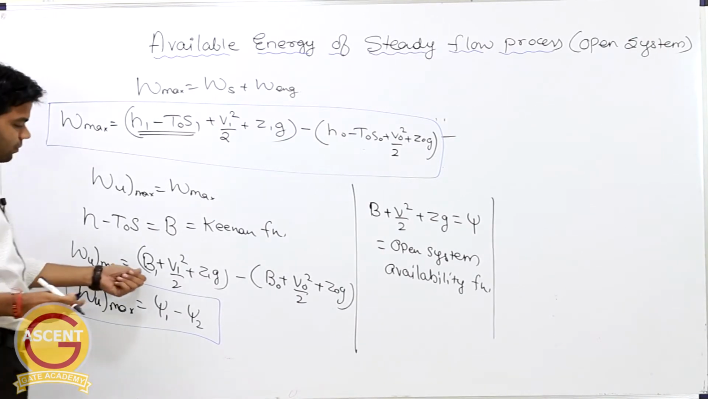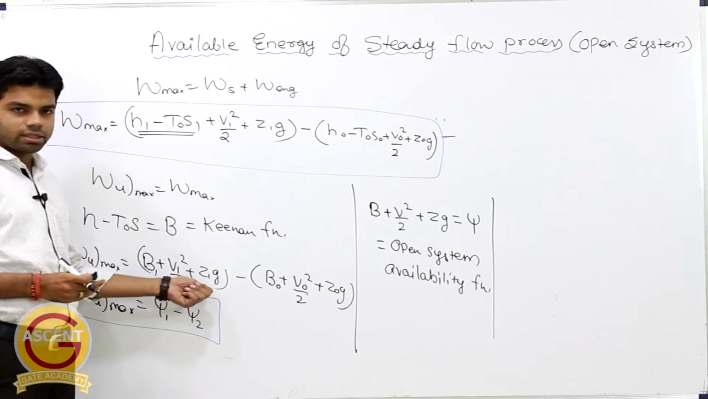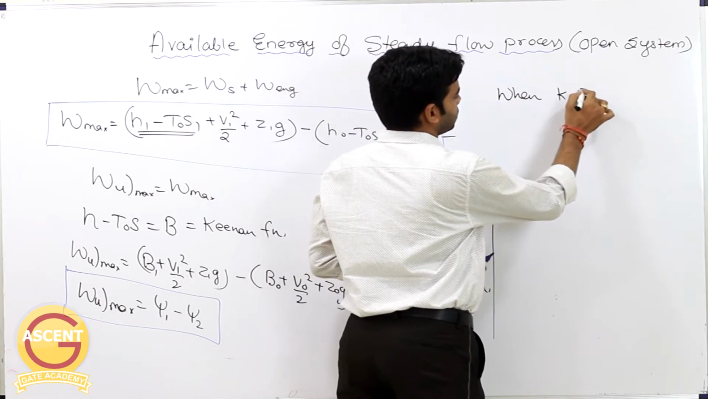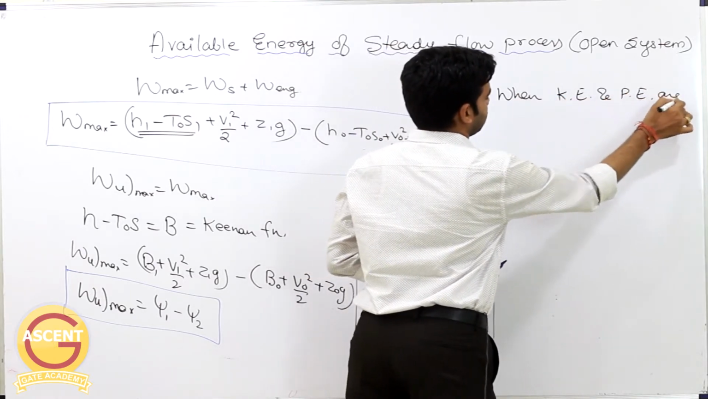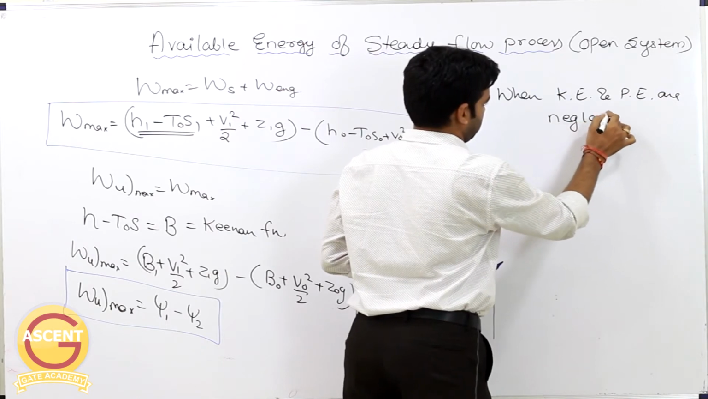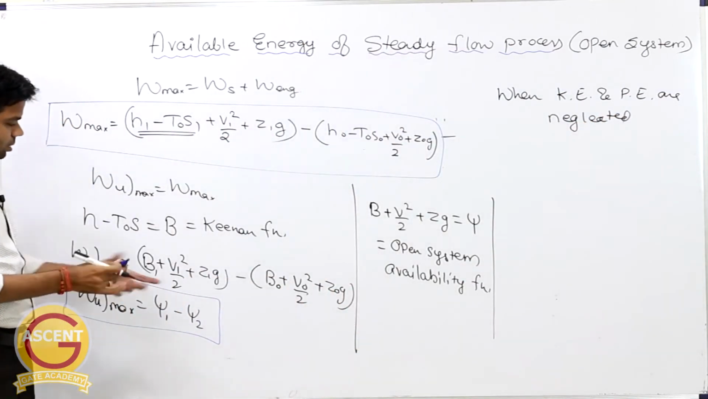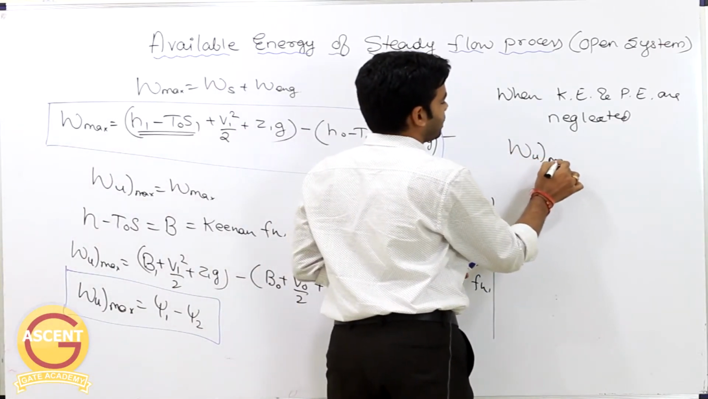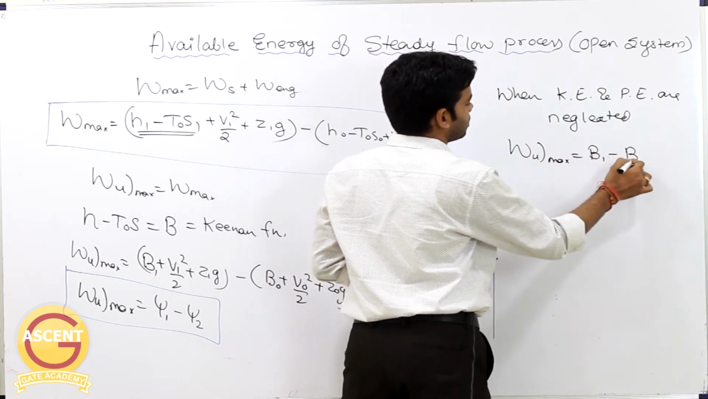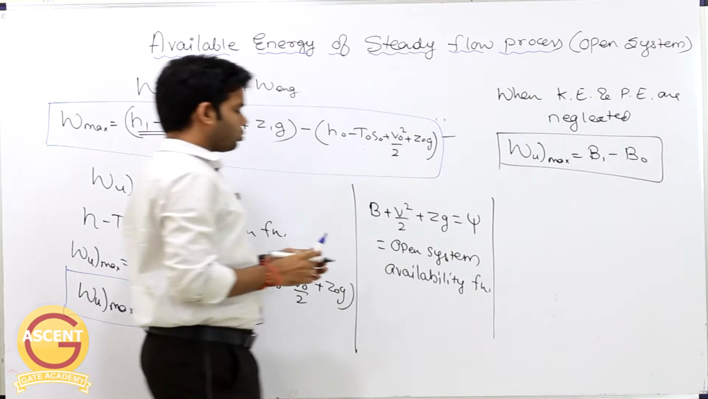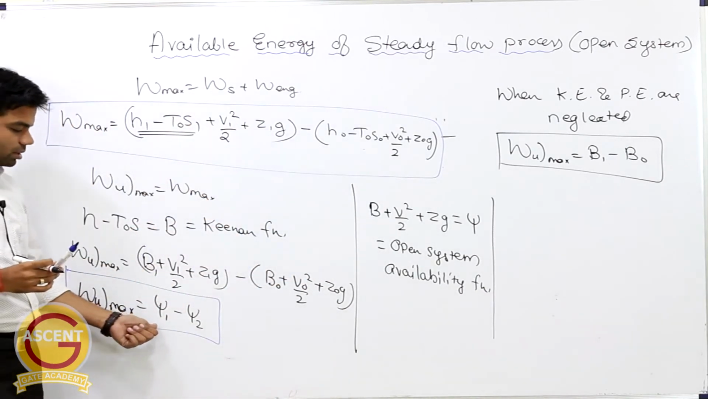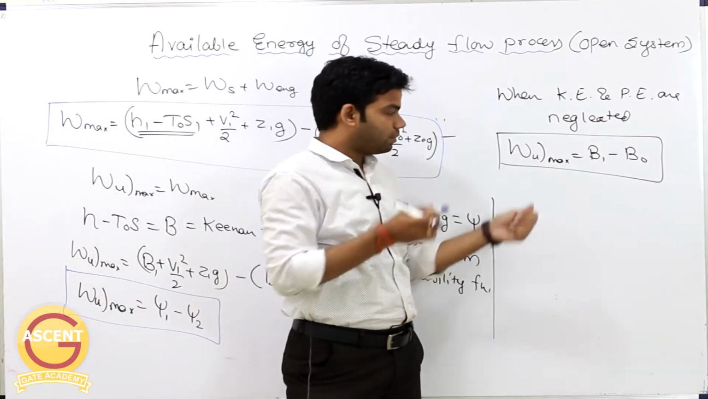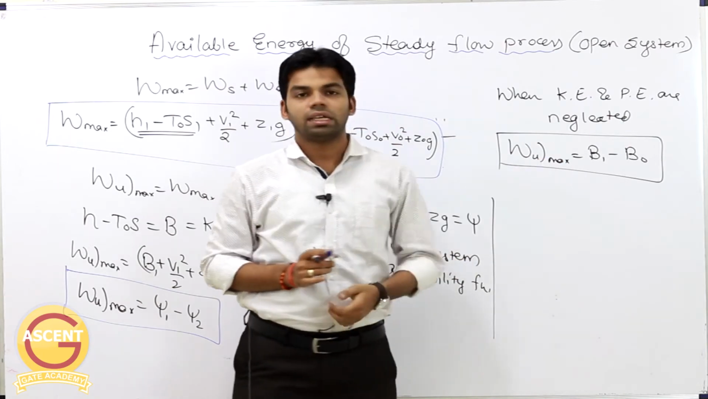Getting this or not? Now if we are neglecting, let's suppose, the kinetic energy and potential energy from this particular function, okay, now what will happen? This term will be neglected, this term will be neglected, and you will just get the total available energy or W max or W useful max. This will be just the change in Keenan function. So total available energy is actually the change in steady flow availability function, and if kinetic energy and potential energy are neglected, then total available energy or availability is nothing but the change in Keenan function.